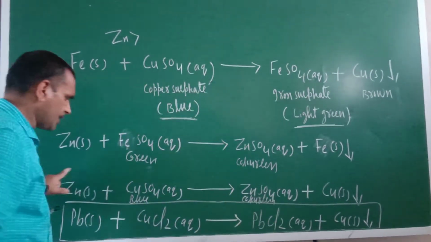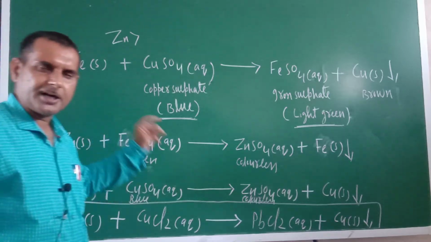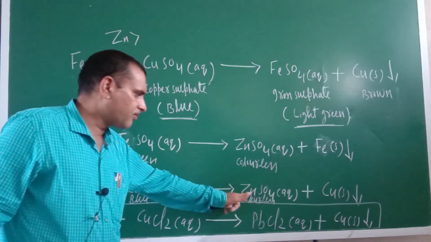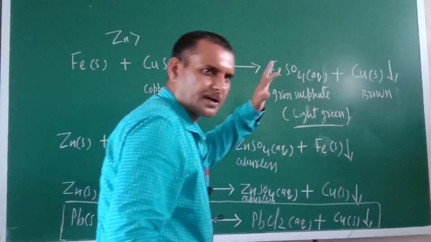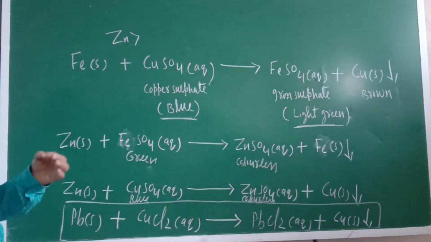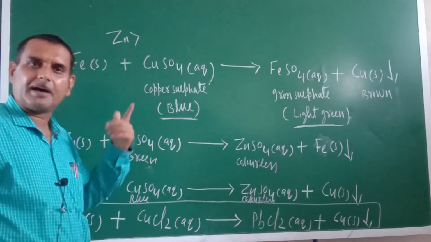So since zinc is more reactive than copper, it will displace the copper from its salt solution, and it will form zinc sulfate and copper.